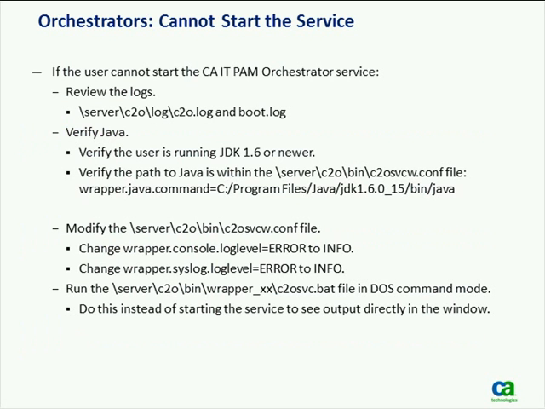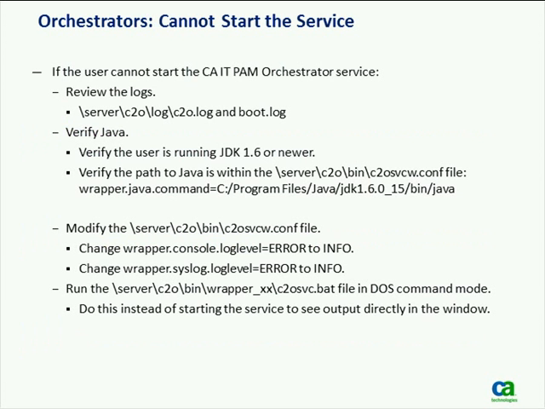Verify what version you are running. 1.6 is the minimum required. Okay? Verify if the path is within the server chaos2svcw.conf file. You must find the line wrapper.java.command and indicate the right path. Okay? Please notice that the path that I have here is an example. It might not be the same on your installation server.